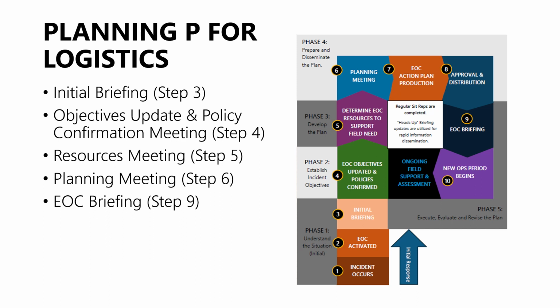They approve it, and we go on to developing that EOC action plan. We then brief it out to everybody. We start our new operational period and do those tasks that implement that plan, putting into action the plan we came up with the day before, the operational period before. And then we start to look forward to the next operational period. We start that cycle all over again.